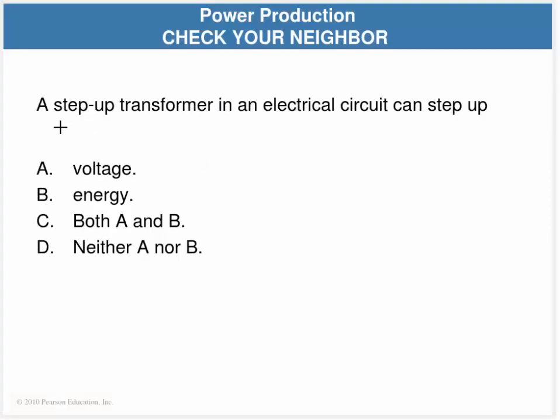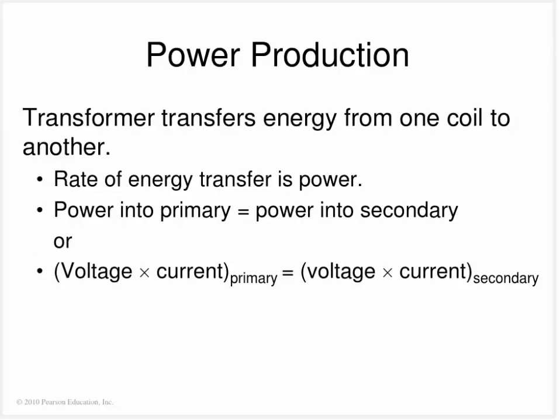Just a quick little check your neighbor. A step-up transformer in a circuit can step up voltage. It cannot step up energy. We can mess around with the number of coils and mess around with the voltage, but we can't actually increase or decrease the energy. So it's going to transfer the energy. In a perfect one, it would be 100%.